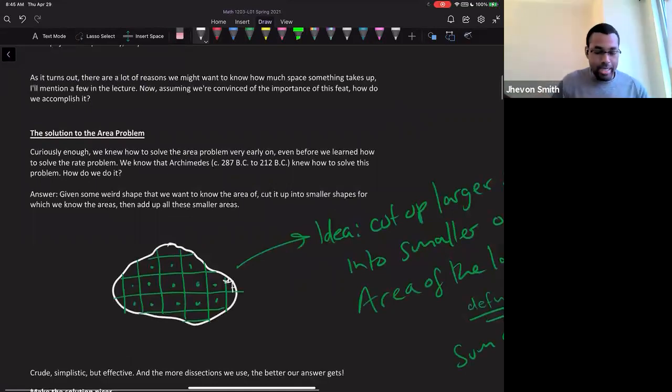So the idea is simple, and you may have even seen this in geometry class or some math class before. If you don't know the area of some random shape, slice it up into smaller shapes that you do know the area of, and then you just add up those areas.